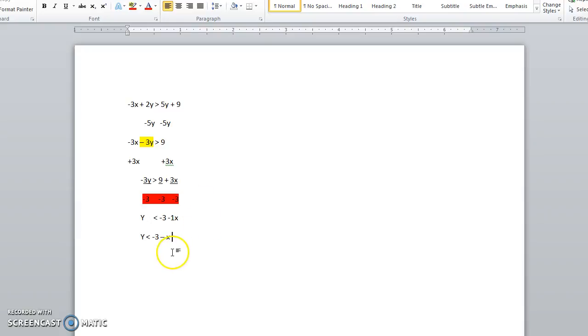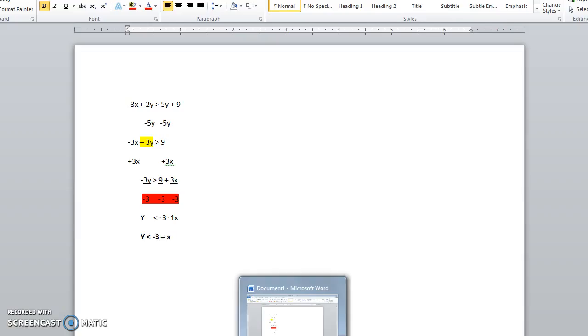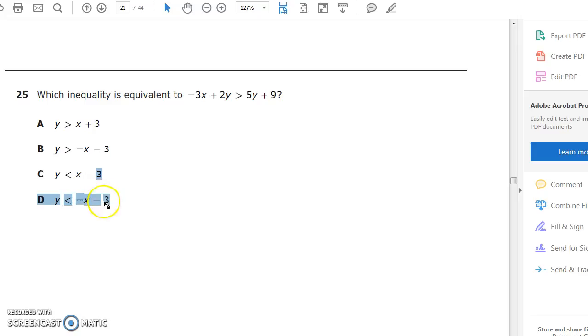So go back, check your answer. This should be the right answer. This one right here, D. I've got the y, I've got the less than sign, I've got a negative x, and I've got a negative 3.